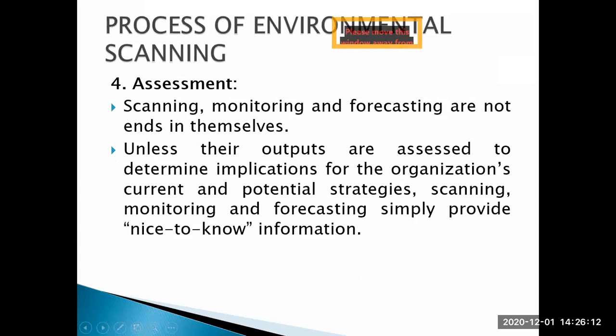Okay, and the last point, that is assessment. Scanning, monitoring, and forecasting are not ends in themselves unless their outputs are assessed to determine implications for the organization's current and potential strategies. Scanning and monitoring and forecasting simply provide nice to know information.